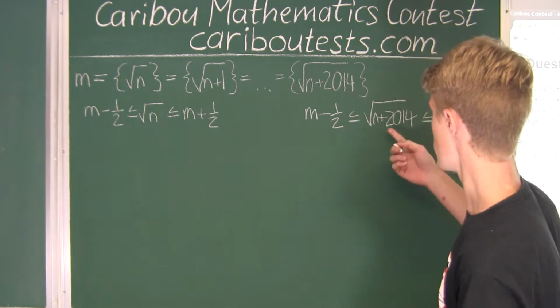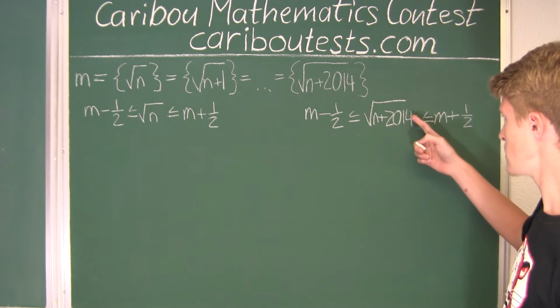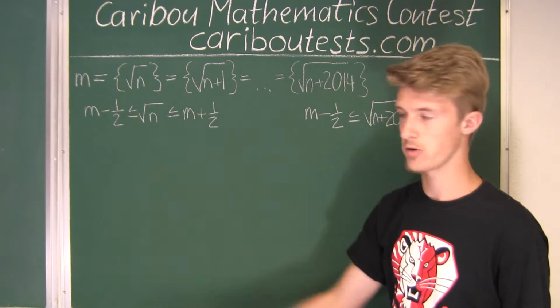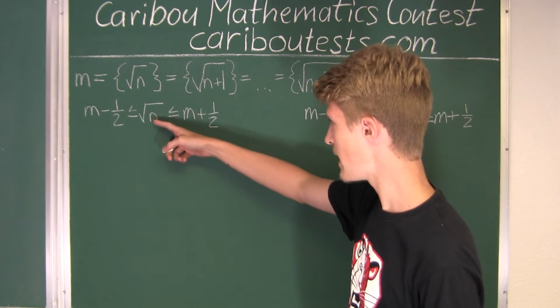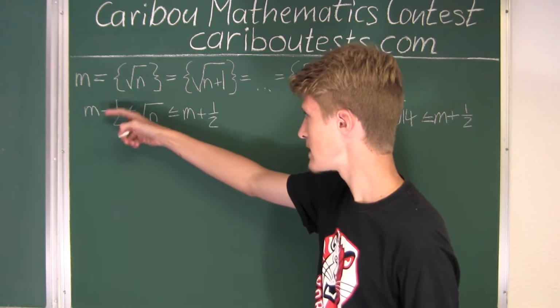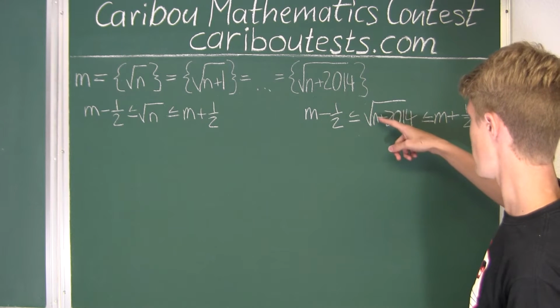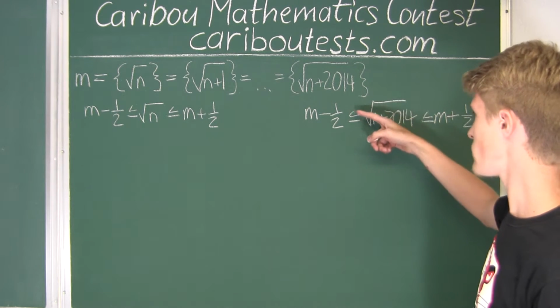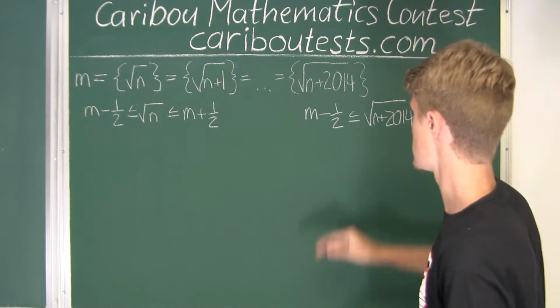Now we know that, of course, the square root of n plus 2014 is greater than the square root of n. So if we know that the square root of n is greater than or equal to m minus a half, and that's satisfied, well then we don't have to worry about the square root of n plus 2014 being greater than or equal to m minus 1/2. So now we can just erase that.